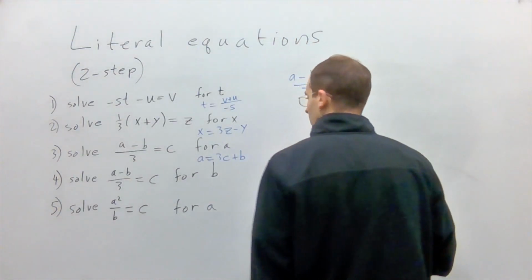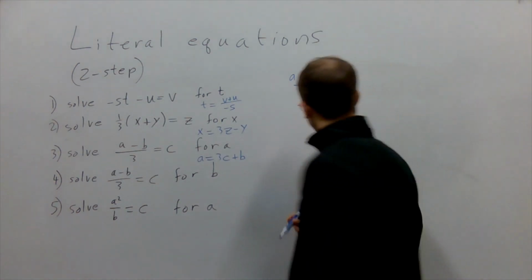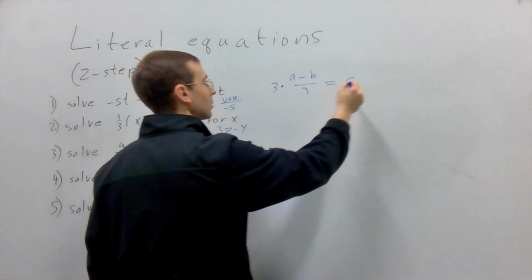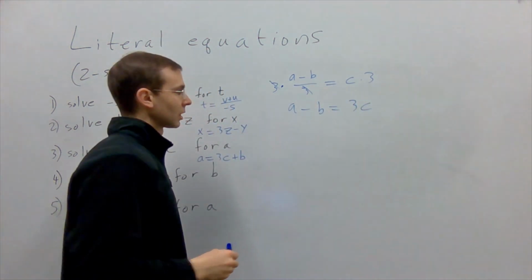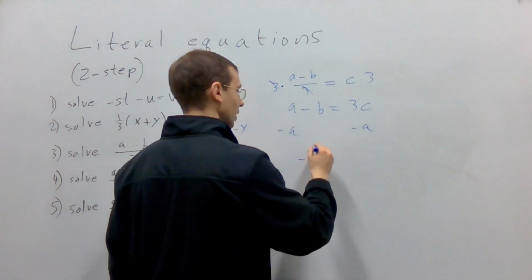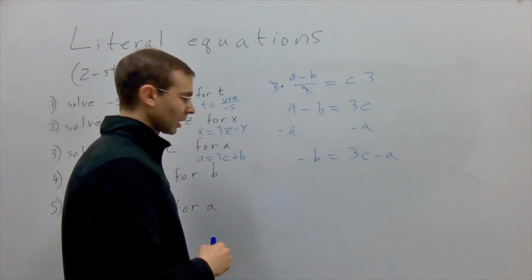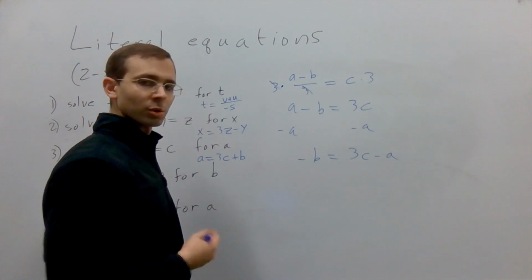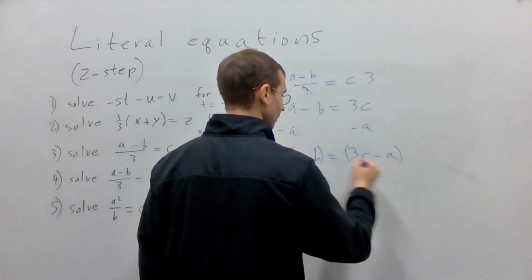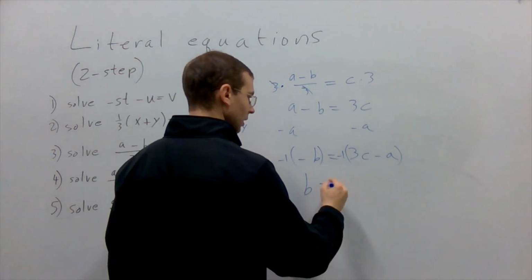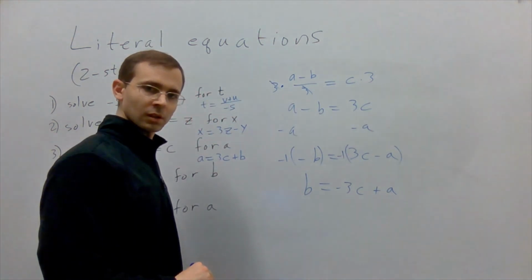So, number 4 is the same equation, but now we're solving for b. There's a small twist here that we haven't seen yet. A minus b equals 3c. Now, if I subtract a from both sides, I have negative b equals 3c minus a. But I haven't quite solved for b yet. I'm going to have to either multiply both sides by -1 or divide both sides by -1. I'm going to multiply. Okay, so then we get b equals, distributing, negative 3c plus a. All right.